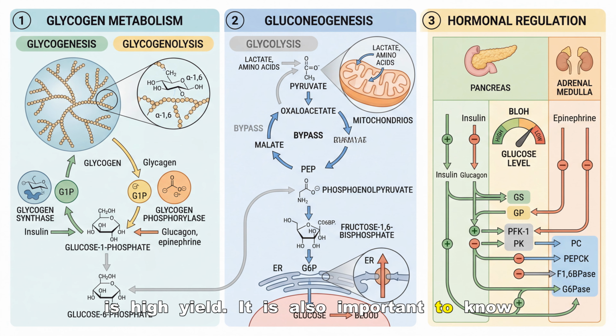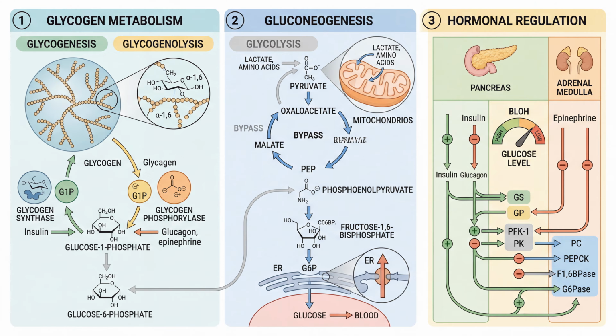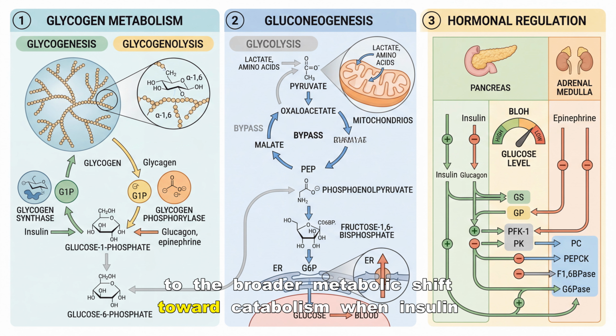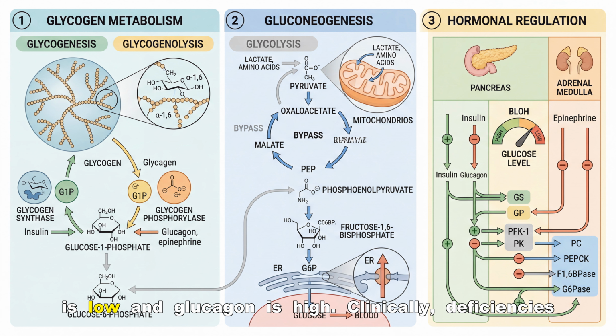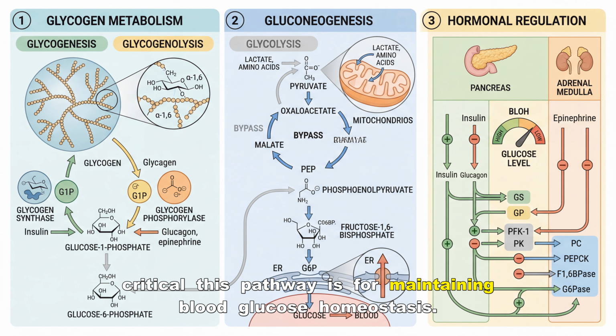It is also important to know that gluconeogenesis is energy intensive, requiring ATP and GTP, which typically come from fatty acid oxidation during fasting. This connects to the broader metabolic shift toward catabolism when insulin is low and glucagon is high. Clinically, deficiencies in enzymes like glucose-6-phosphatase can lead to hypoglycemia, highlighting how critical this pathway is for maintaining blood glucose homeostasis.